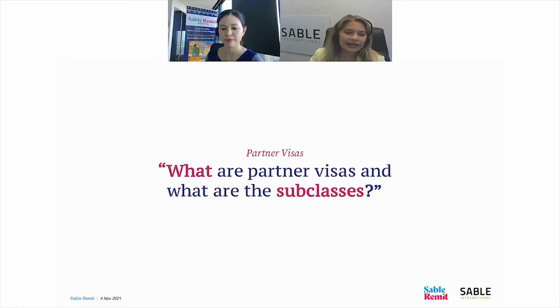So the content today is what are partner visas and what are the subclasses? Firstly, partner visas fall under family migration, and they form quite a large percentage of the family migration stream. So people that are wanting to migrate to Australia to come and live with their partner or spouse.